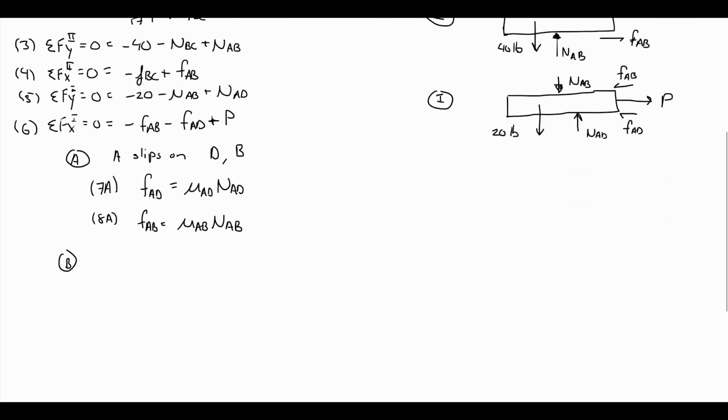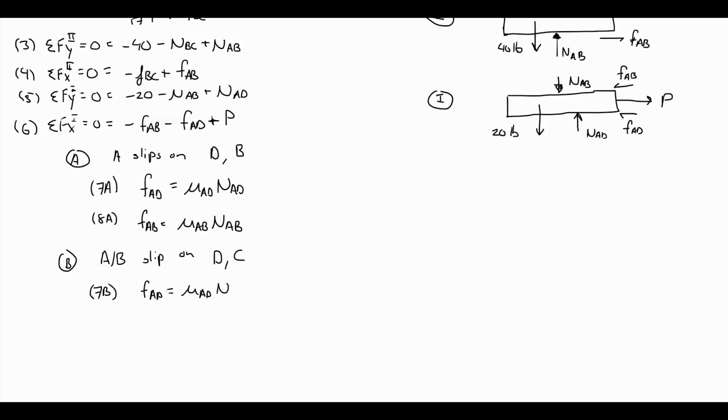We could solve this and then come back, but the alternative is that A and B are stuck together and they slip, or are on the verge of slipping, on D and C. So in this scenario, equations 7a and 8a do not apply. We have a different equation 7. And here, actually, equation 7b turns out to be the same. This must be true in this scenario as well.